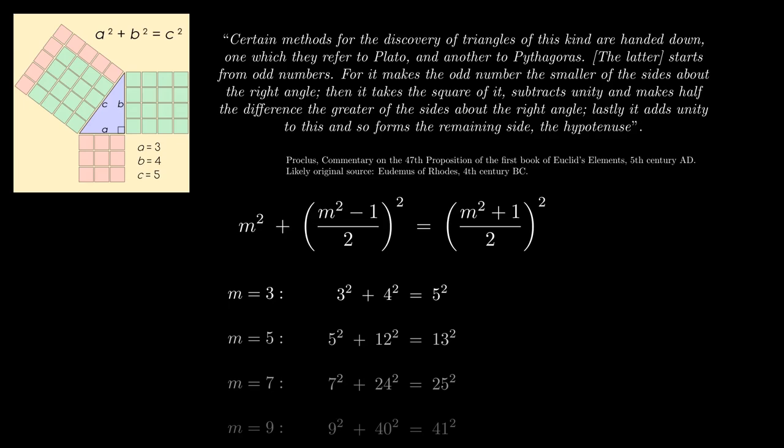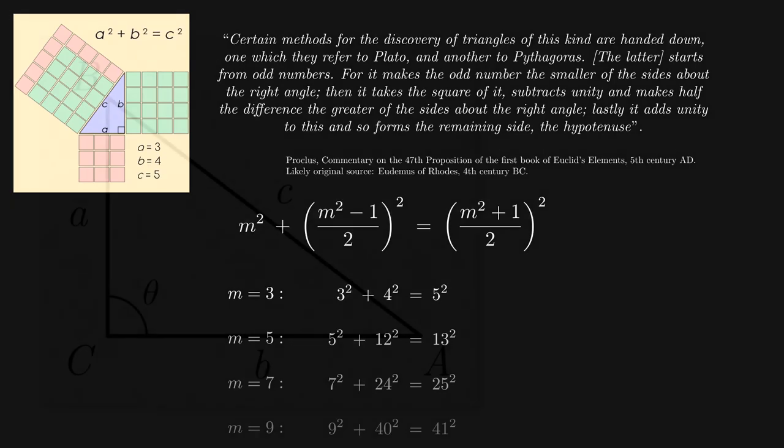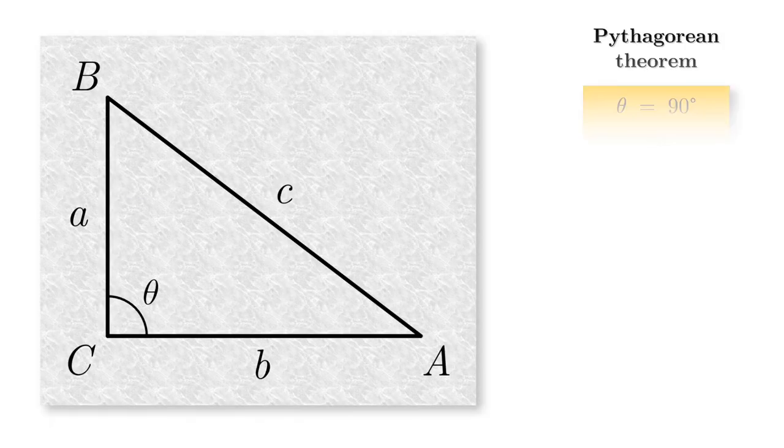Now Proclus, probably using Evdemus as his source, claims that the early Pythagoreans used this formula to discover right triangles with integer sides. But the formula itself has nothing to do with triangles. All it tells us is how to find triples of integers, a, b, c, say, such that a squared plus b squared equals c squared. It is therefore suggested that the Pythagoreans somehow knew that Pythagorean triples, when interpreted as the lengths of the sides of a triangle, give rise to a right triangle. This is in fact the converse of the Pythagorean theorem.